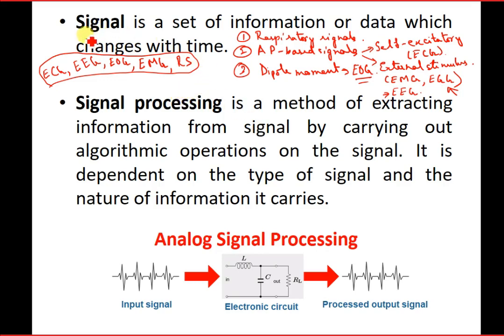Okay. Now we have understood signals. So what we have said is that it is a set of information or data which changes with time. Okay, ECG, if you see, it changes with time. EEG, it changes with time. EOG, it changes with time. EMG, it changes with time. And the respiratory signals also change with time.